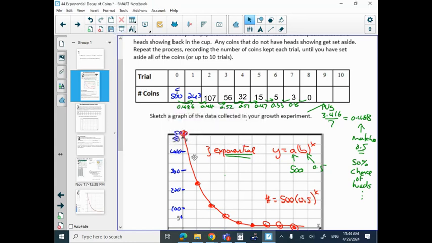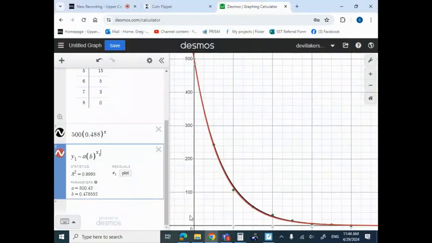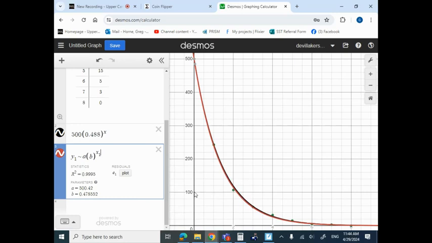Okay, so that's it for today. If you have any questions about that, let me know. Otherwise, just submit pictures of your pages and your screens from Desmos so I know you know how to do it. All right, that's all for now.